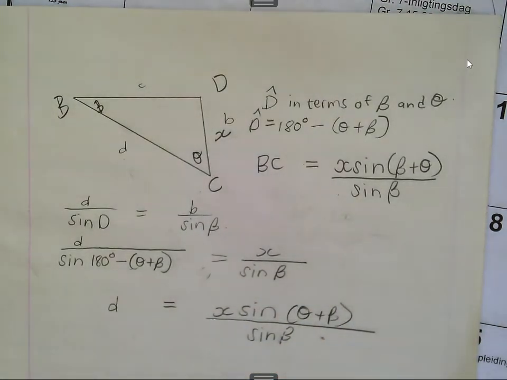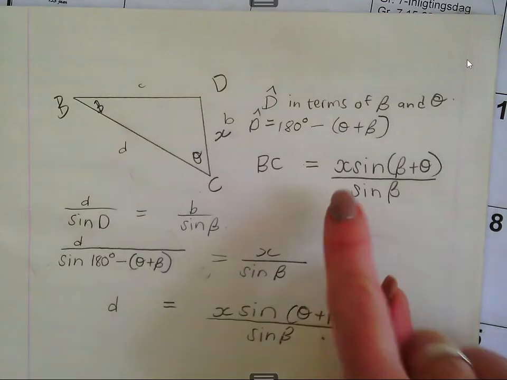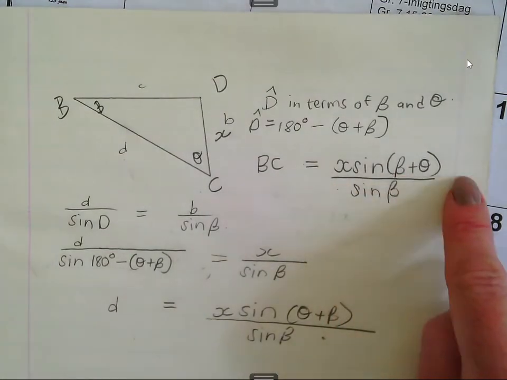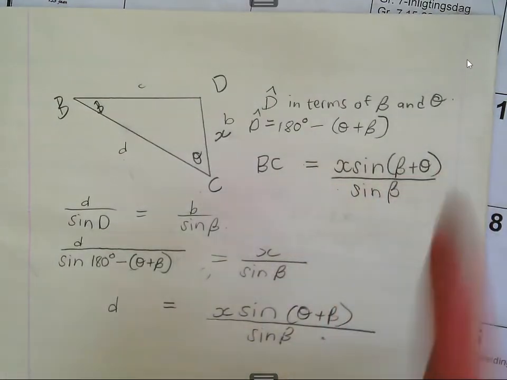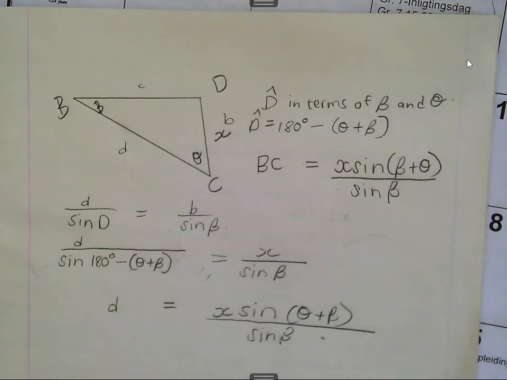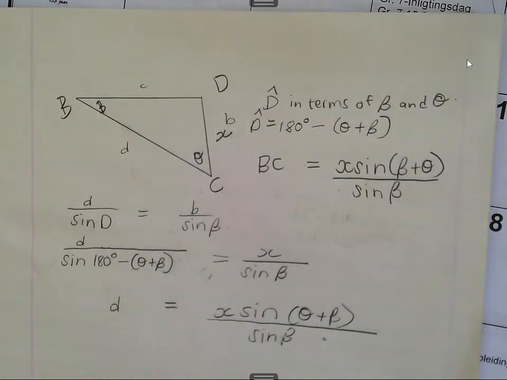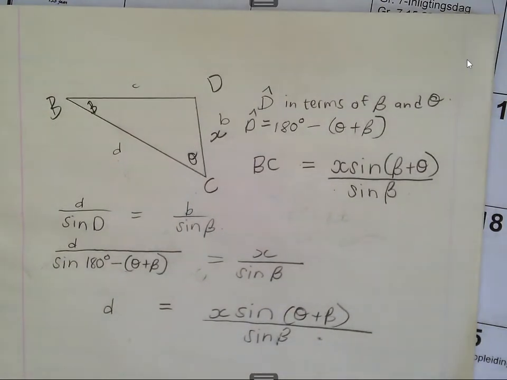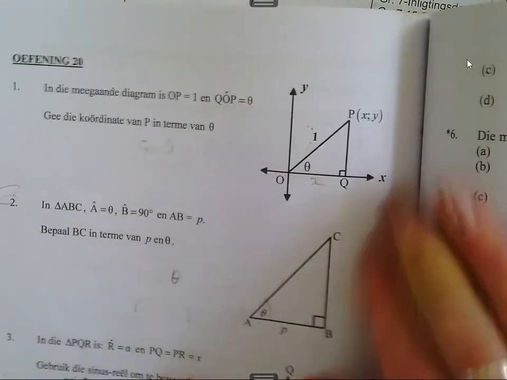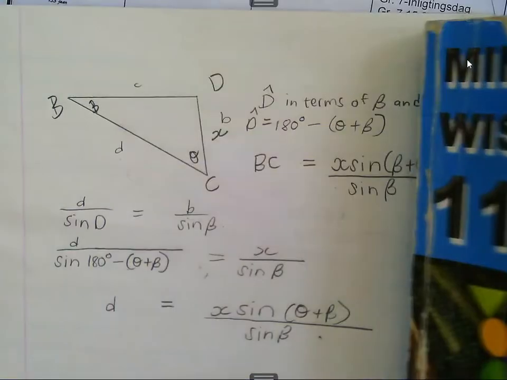Now, check what they gave you. X sin beta plus theta over sin beta. I didn't do one thing different. It was all the same. Is it hard? Just stick to the rules. Are you done writing?